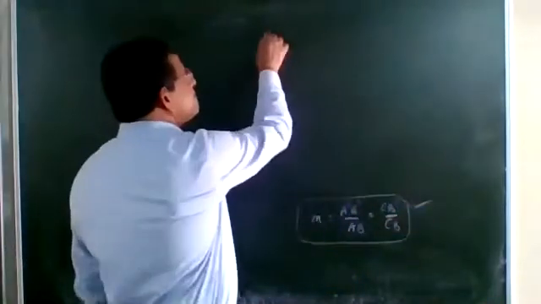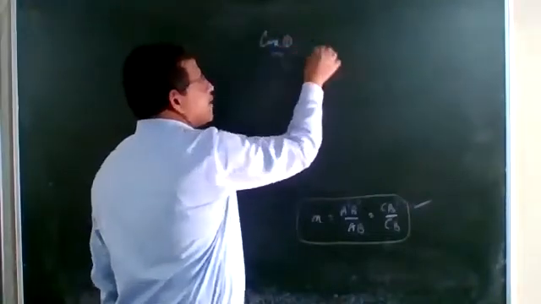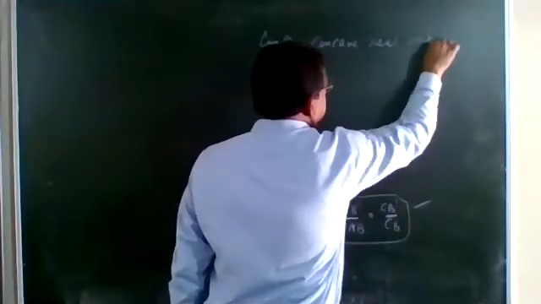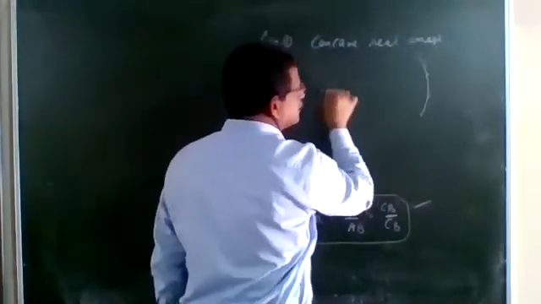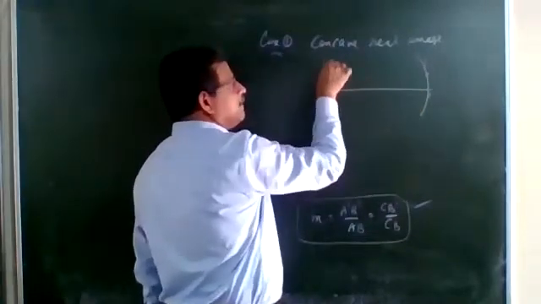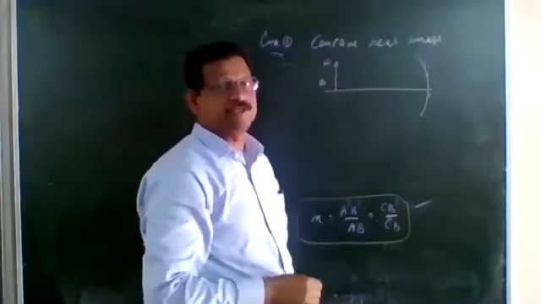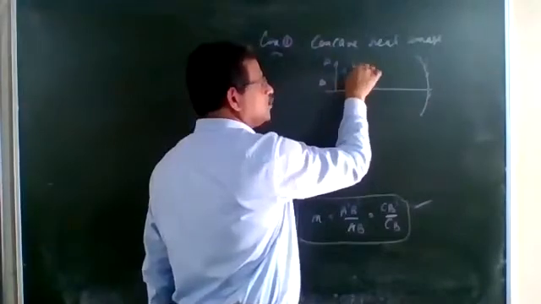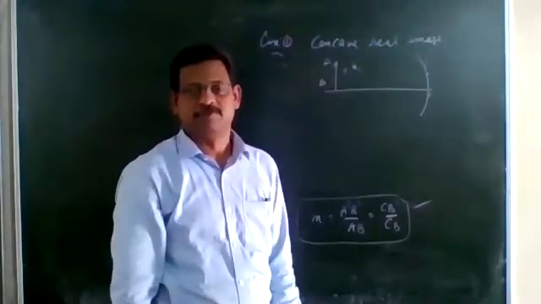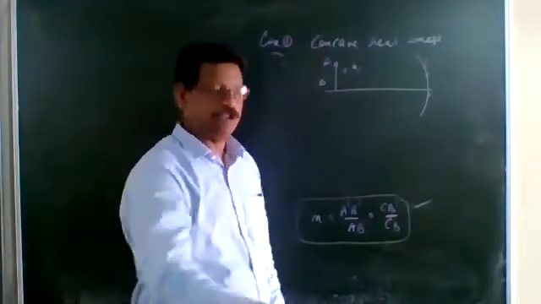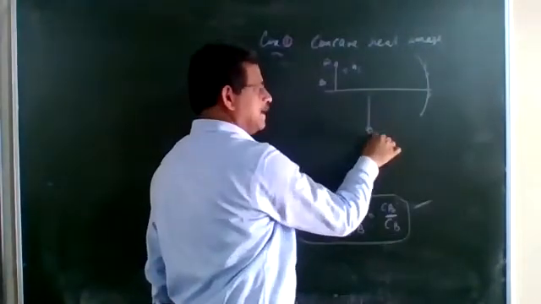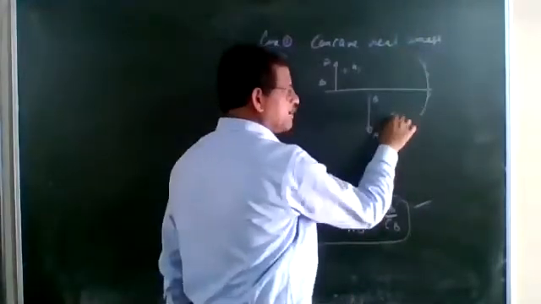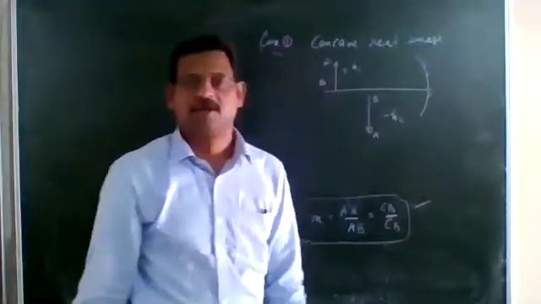So case 1, concave real image. Object is here, AB. Object height is marked vertically up, so plus h1, the height is marked as h1. The image is inverted. A dash B dash is the image that is inverted. The height of the image is downward, so I am writing this as minus h2.